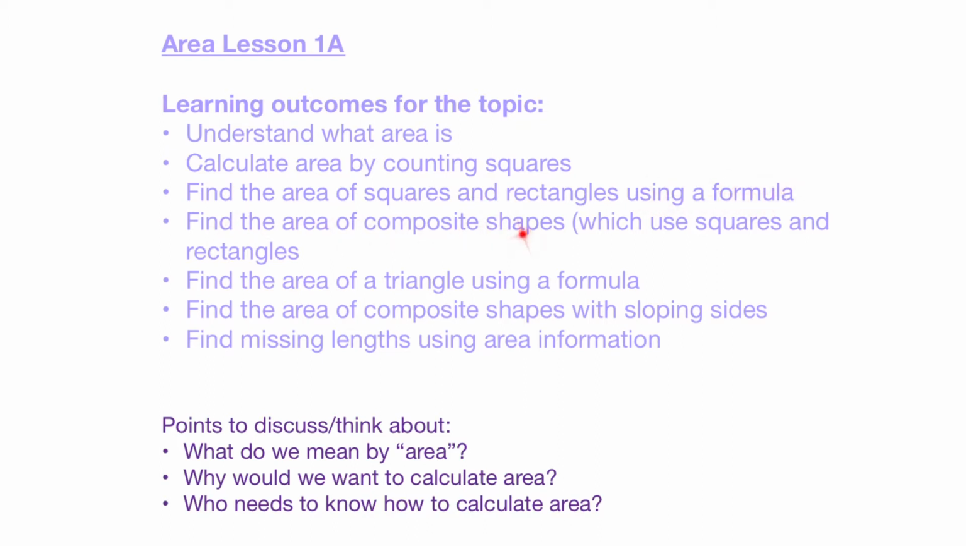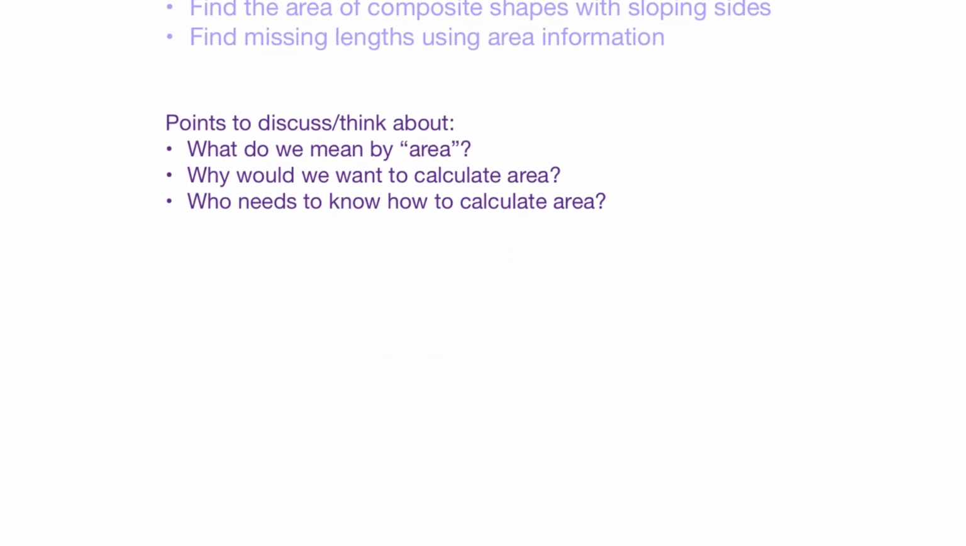Find the area of composite shapes, which use squares and rectangles. So they are shapes that are made up of putting squares and rectangles together. Then we're going on to areas of triangles, areas of composite shapes with sloping sides, so that's combining triangles and squares and rectangles, and then finding missing lengths using area information. So it's quite a lot there. It's going to take us a couple of weeks.